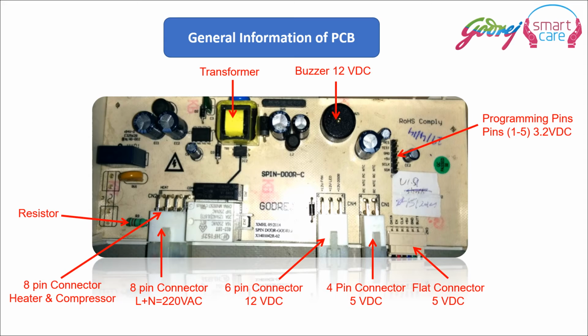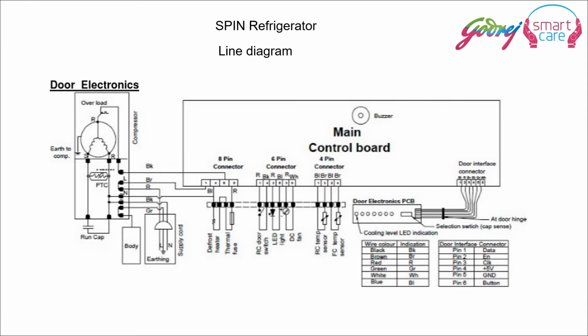We also have a thick green color resistor on the main PCB. This is to save the PCB from any high voltage or voltage spike damage. Whenever this resistor is blackened or fused out and the rest of the PCB is intact, you know that some kind of high voltage incident has occurred in the customer's premises. This is the line diagram of the spin refrigerator.